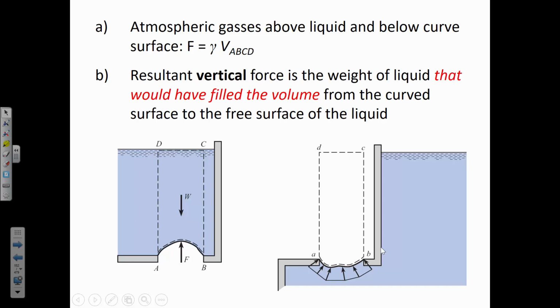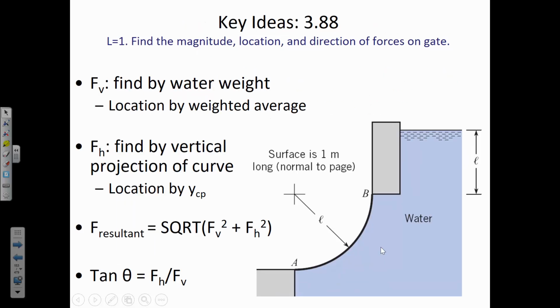All right, I've got a couple of key idea slides that I want to show you just to help you get a jump start on the homework problems. The first of them is for problem 388. They tell you L is 1, so that's the distance into the page. They want to find the magnitude, location, and the direction of the forces acting on the gate. So this is the same process that we've been through today. You want to find the vertical forces and the horizontal forces.